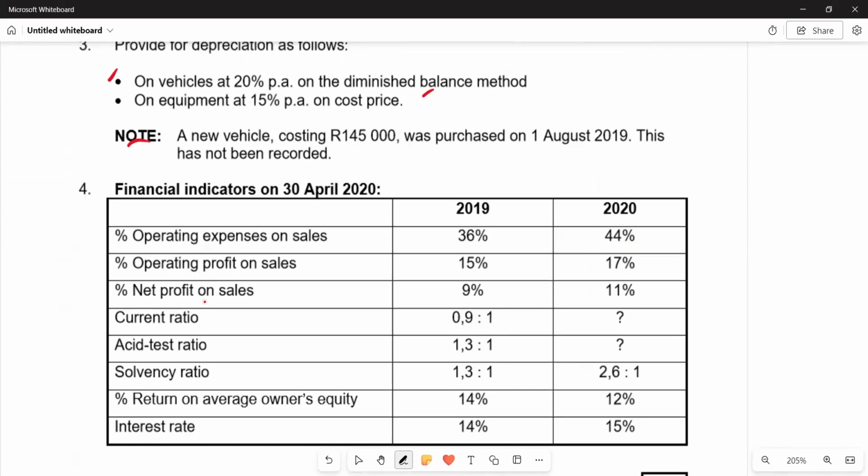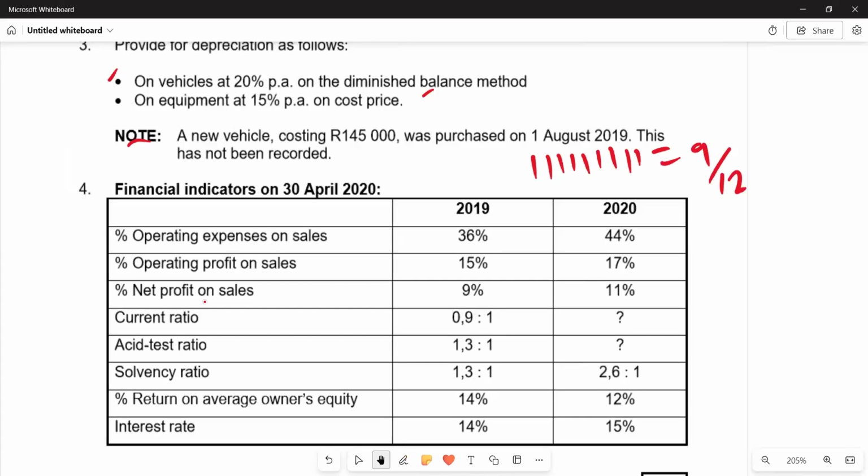So we can just count the number of months: the whole of August, September, October, November, December, January, February, March, April. We count the number of months, 1, 2, 3, 4, 5, 6, 7, 8, 9. So we have got 9 months representing the number of months that the new vehicle stayed. So after calculating depreciation, we're going to make a proportion of 9 over 12 because we've got 12 months in a year. So the depreciation is 20%.